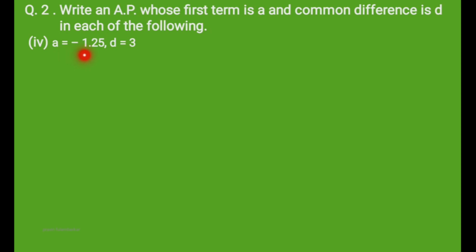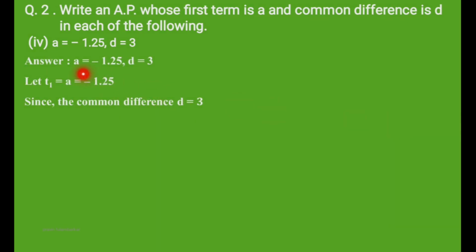A equals to minus 1.25 and d equals to 3. So first we write the given part. In answer write a equals to minus 1.25, d equals to 3. That means first term is T1, that is the value of a. So we write here T1 equals to a equals to minus 1.25 and common difference d equals to 3.